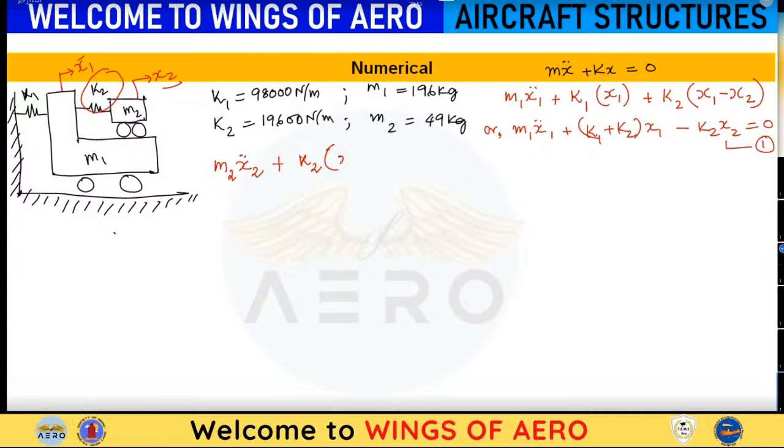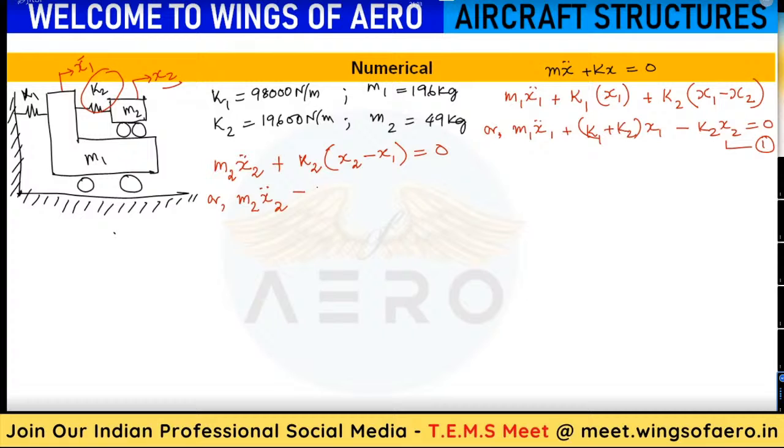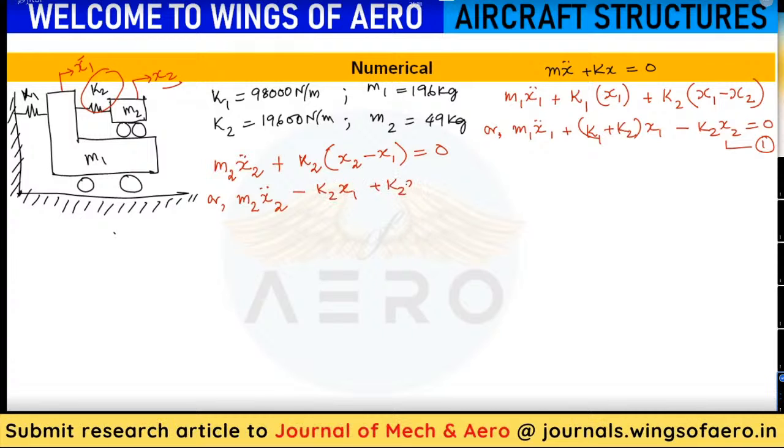x2 minus x1, ma'am. Very good. Here x2 minus x1 equate to 0. Now we'll simplify this one. m2 x double dot of 2, then minus k2 of x1, then plus k2 of x2 equate to 0.